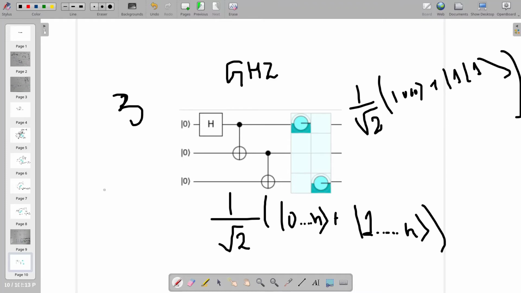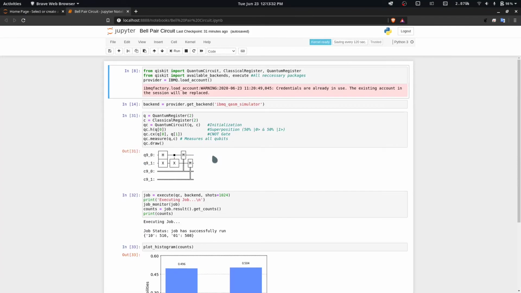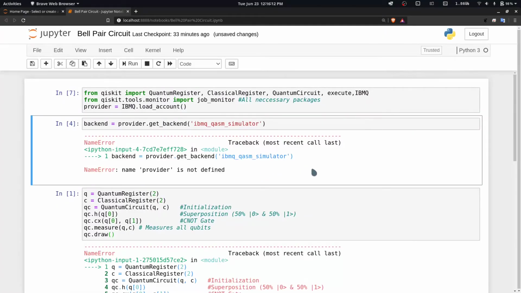So this is everything that you should know about entanglement. Now we'll try to actually implement the circuit on Qiskit. So now moving on to the implementation.